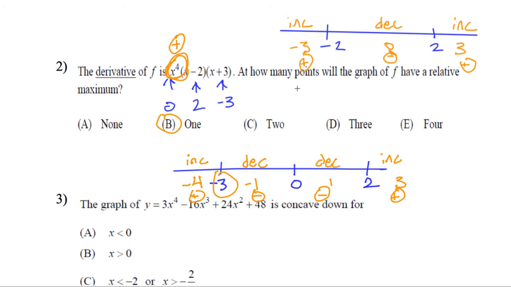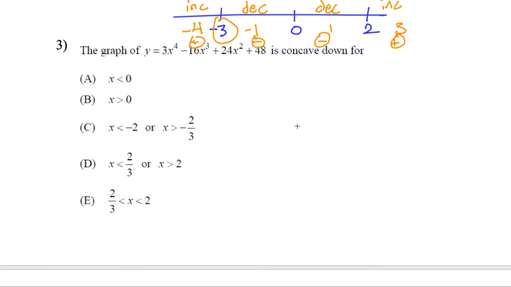Any questions? All right, going on to number 3. We have this graph, and we're looking for concave down. The definition of concave down is when f double prime is less than 0. Very good, yep, f double prime.